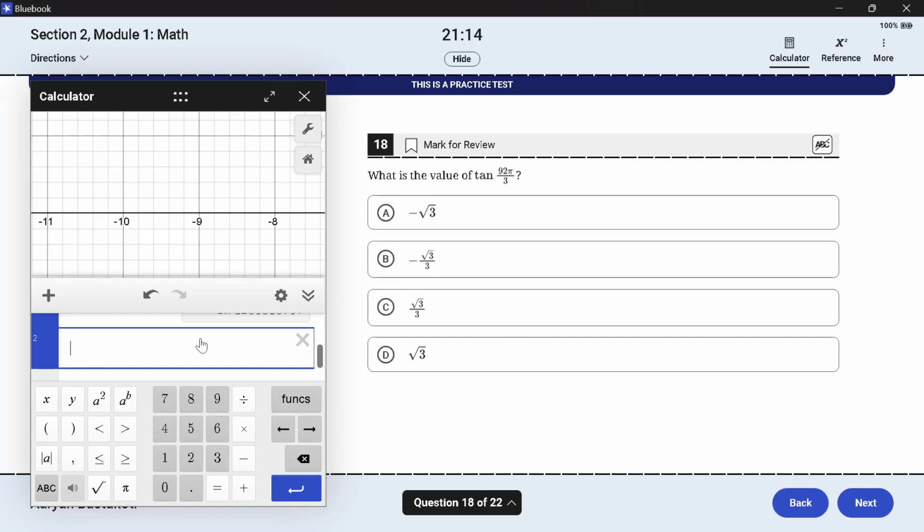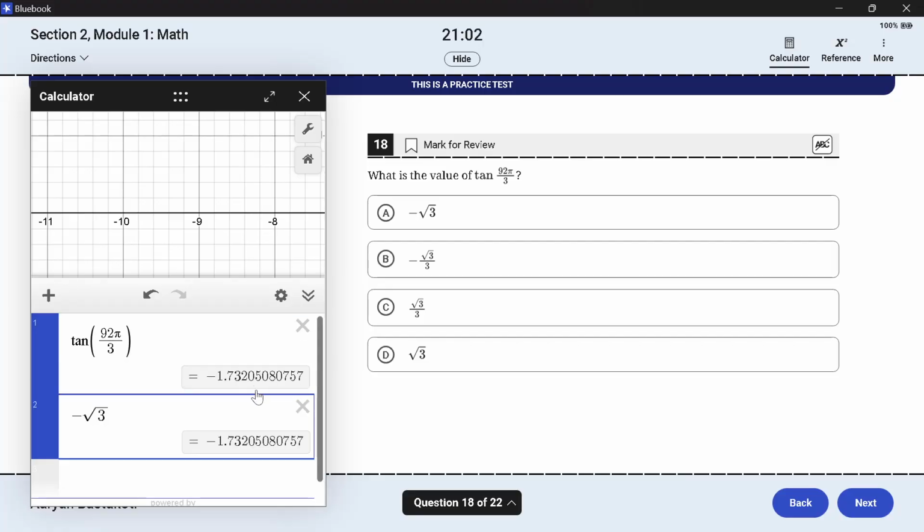Let me check with each one. Negative root 3, does this match? It matches. The first choice is the correct choice. Let me check it again. Yeah, it's the same, so this is the correct answer.